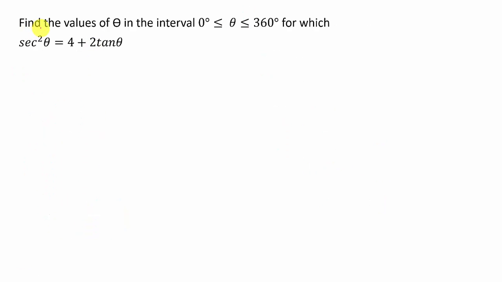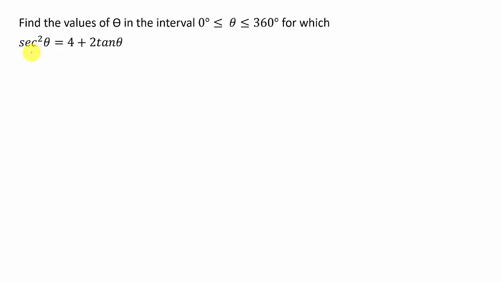Okay, so on this example, I'm asked to find the values of theta in the interval 0 to 360, so 0 to 360 degrees. That tells you you need to put your calculator in degree mode, so be careful and watch out for that. And we're asked to find values of theta between 0 and 360 for secant squared theta equals 4 plus 2 tangent theta. So I have a secant squared theta and a tangent theta, and I want to see if I can get those to be similar, if possible.